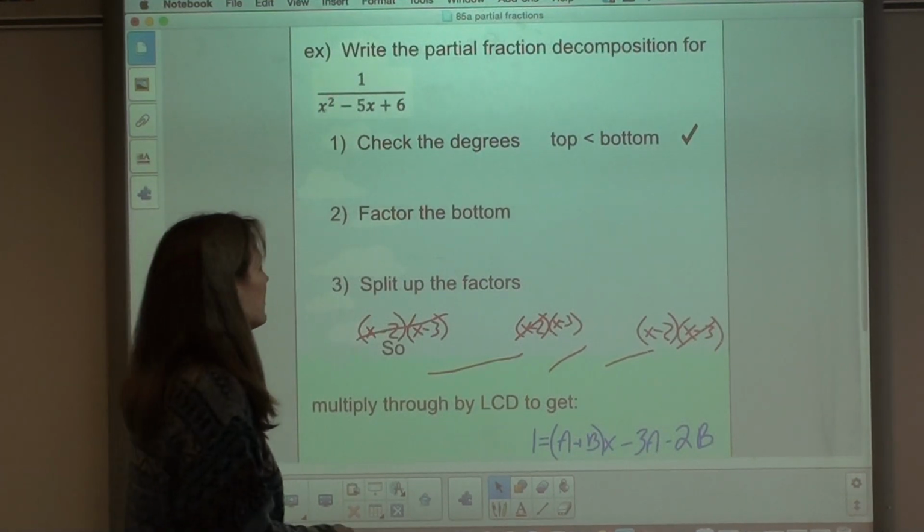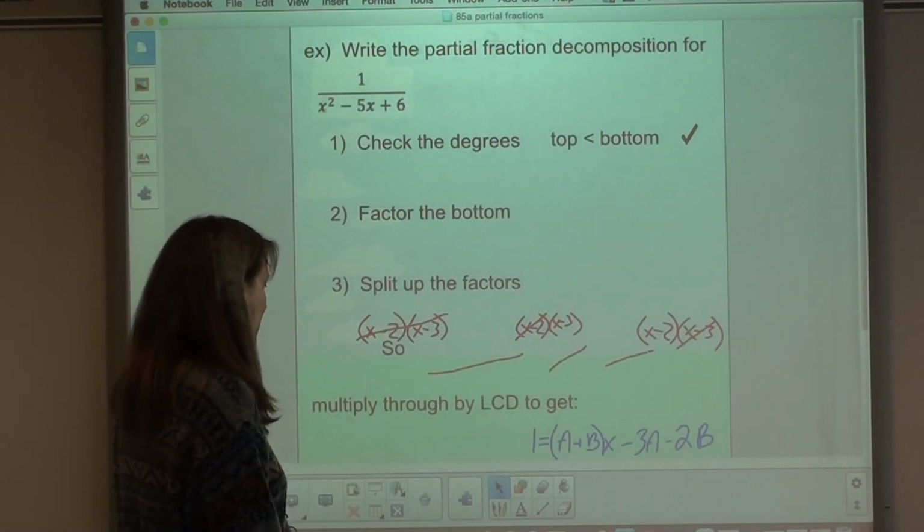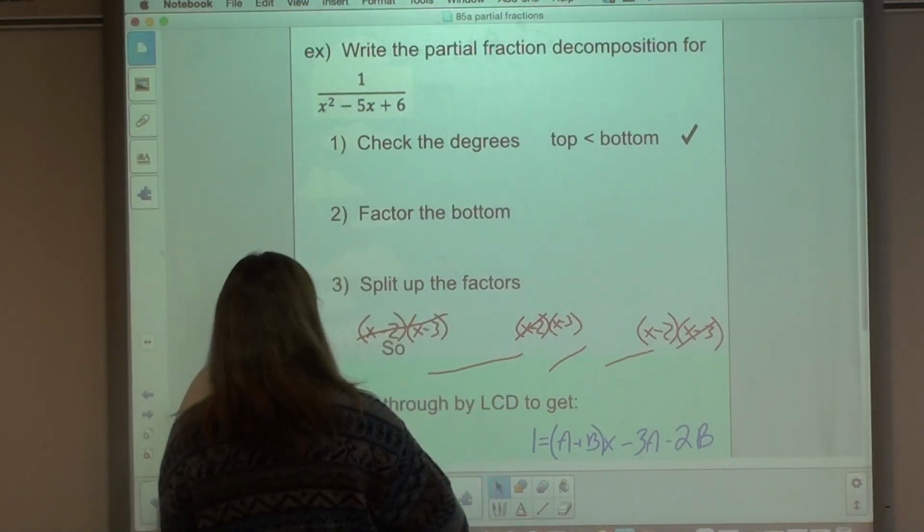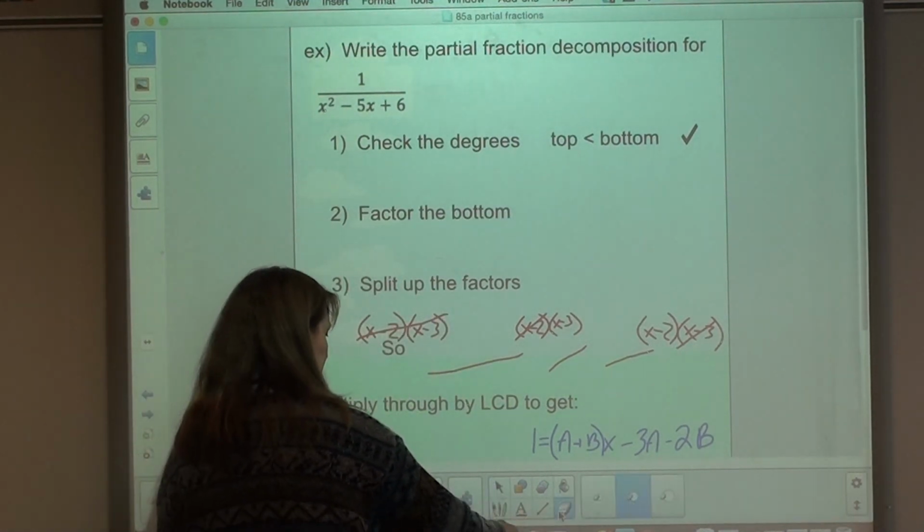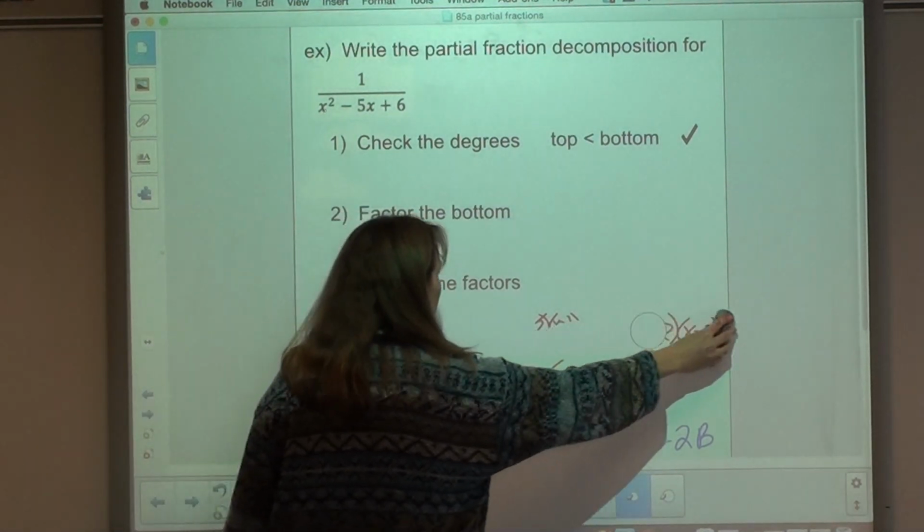All right. I don't know if I want to leave that up or rewrite it. I think I'm going to rewrite it. So I'm going to erase.